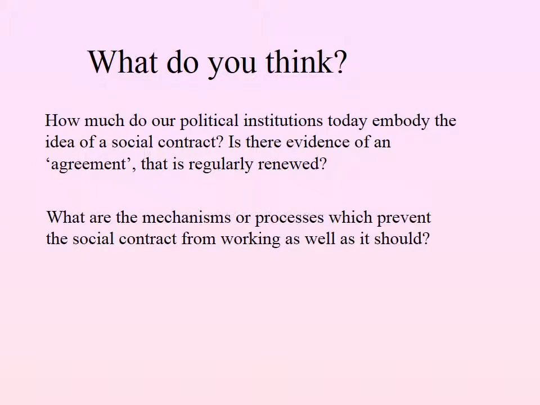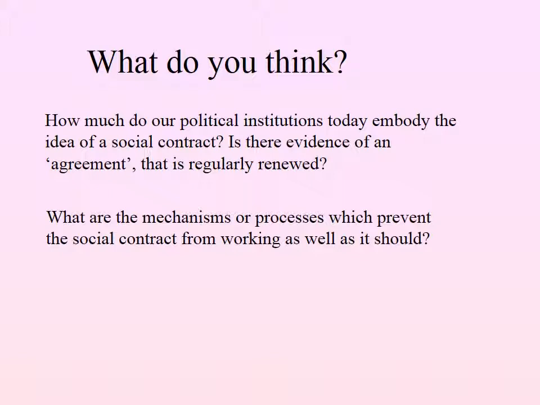All right, let's ask the question, what do you think? In other words, how much do our political institutions today embody the idea of a social contract? Is there evidence of an agreement that is regularly renewed? What are the mechanisms or processes which prevent the social contract from working as well as it should? So what I want you to think about on the basis of this presentation is how much our institutions today are led by the idea of consent or agreement that is regularly renewed. Obviously, we have elections, but to what extent are those elections a consent to government? How much choice do we really have? How much scope do we really have to make our views heard and to select alternatives?